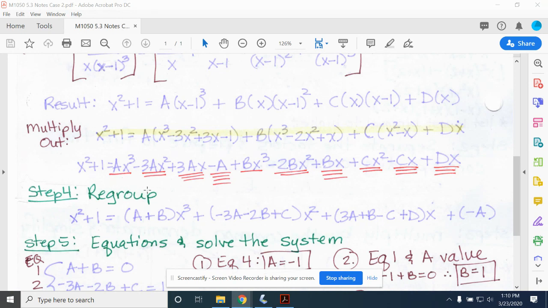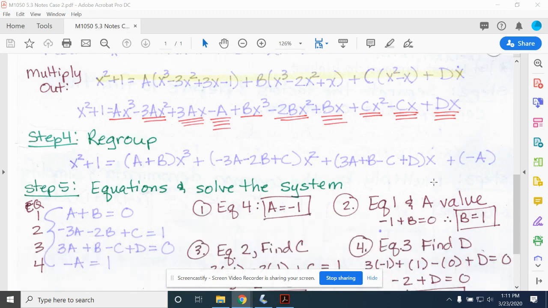But we have, of the x cubes, I only have 2 of them, a positive a and a positive b. Of the x squares, I have the coefficient negative 3a. Remember, a is a number, so this will be a number. And then minus 2b plus c from over here. And then our x's, again, that's my triple lines. You can see where I did that. And then the last one, I only have one constant, that is negative a.